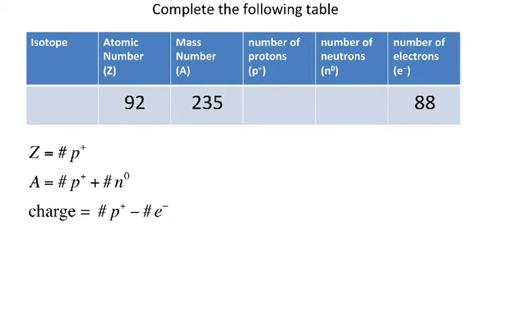So I've given you the formulas you can use down here. Now, I'm not going to give these to you on quizzes and tests. You'll need to know these, but I've written them down here for our reference for working these examples. So the atomic number is equal to the number of protons. The mass number is equal to the number of protons plus the number of neutrons. And you can figure out the charge by subtracting the number of electrons from the number of protons.